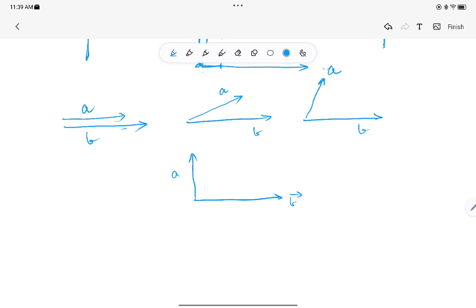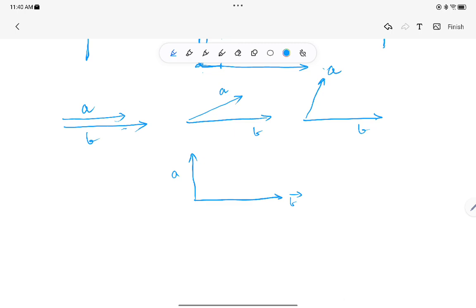Certainly they are parallel. Are these parallel? No, sir. On the face of it, they are not parallel. But with vectors, it's a different story. Had these been two lines, then your answer would have been correct. But since these are two vectors, you will have to modify your answer.